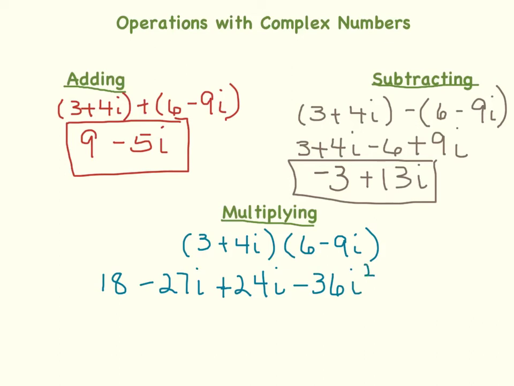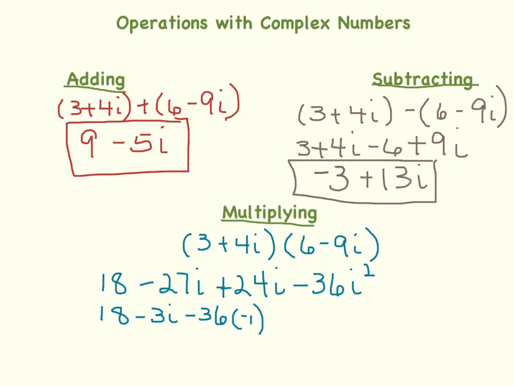Now we are ready to combine like terms and simplify. Right now I'm not going to change 18, so I'm going to bring 18 down, but I can combine my like terms of negative 27i plus 24i, and that would be negative 3i, so I'm going to write minus 3i. And now I'm moving to the last term. It's negative 36i squared. Well, minus 36, that part I'm going to leave the same, but i squared is equal to negative 1. So I'm going to change i squared to negative 1.